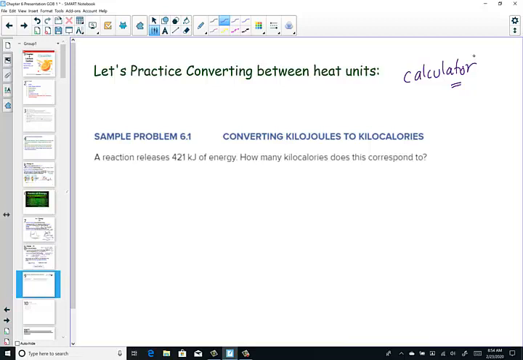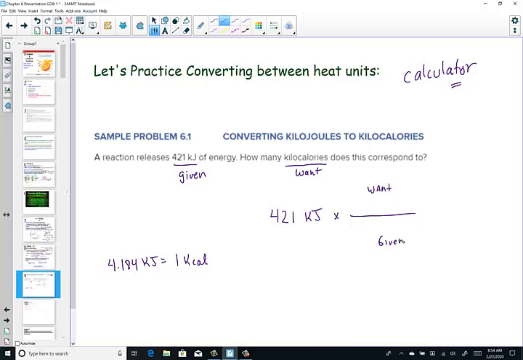A reaction releases 421 kJs of energy. How many kilocalories does this correspond to? So we're working to memorize our conversion that we equate 4.184 kilojoules is the same as saying 1 kilocalorie. Let's begin by writing what was given to us, 421 kJs. Now remember our conversion. What is it that we want over given so that our unit will cancel?